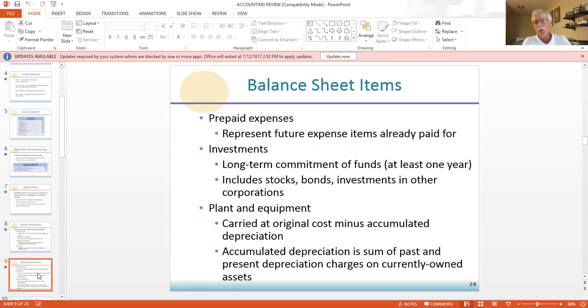Investments are longer-term investments of excess funds. These are stocks and bonds, typically. Plant and equipment are those fixed assets or resources being used by our company to ultimately generate revenue. We will state these as original cost less accumulated depreciation on the balance sheet.